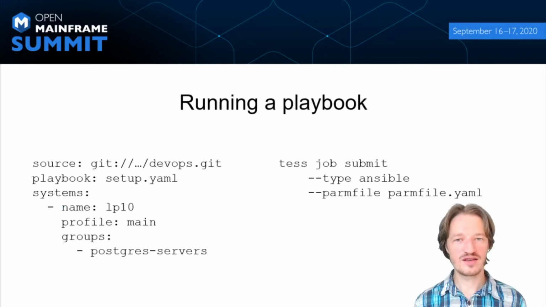On top of that, Tessia lets you run an Ansible playbook on the installed systems. Here is a simplified example of a parameter file that lets you do that. The Ansible playbook may be located in a Git repository, and the entry point and the systems and their groups are all listed in the parameter file. Once a playbook is started, Tessia records it as a job and it is executed in the background. All the output is stored just like in auto installation.